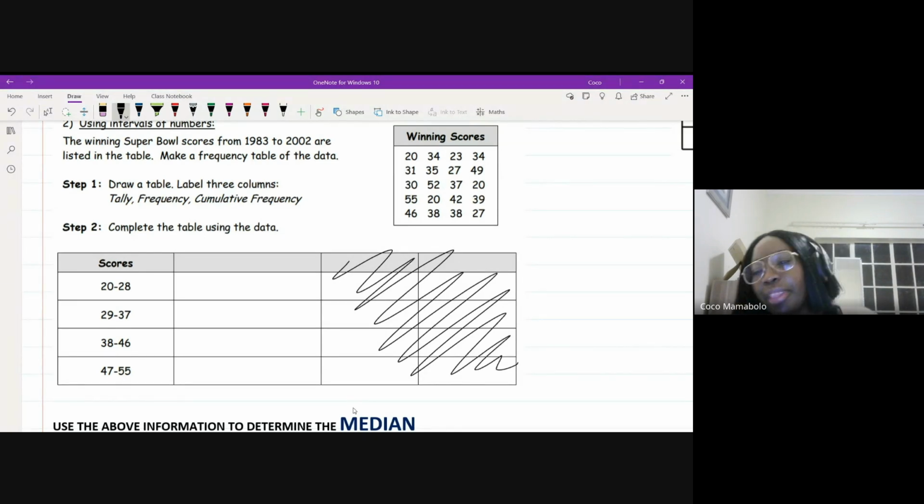All right, lovely. I'm looking at all the emojis coming through in the chat, and I'm going to assume that most people are just about done, because it's not that difficult a table to draw. And we're not artists. We don't need to draw it perfectly. So this question says, the winning Super Bowl scores from 1983 to 2002 are listed in the table. Make a frequency table of the data. So we're going to put all these scores here.